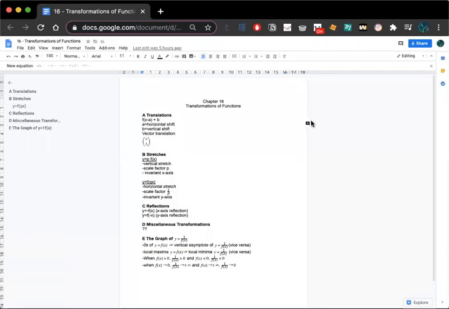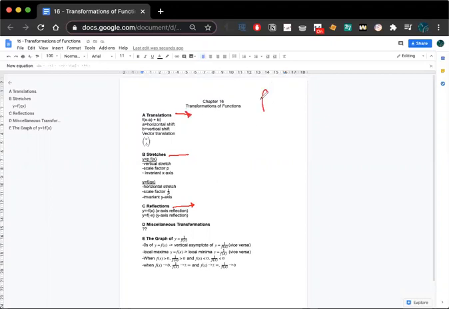So for today's session, we're gonna talk about transformations of functions. Basically, in the last session, we talked about functions, the definitions of functions, and the requirements for a function. And now we're going into the transformations of functions. There are three kinds of transformations in functions, which are translations, stretches, and reflections. The first one would be translation.